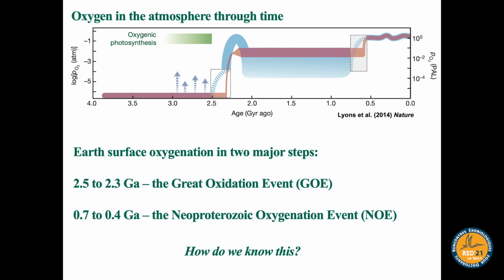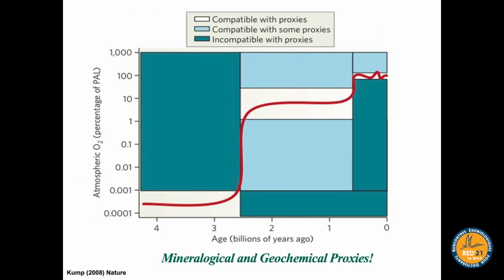We're going to spend the rest of this course examining this curve and trying to understand in better detail how this oxygen accumulated in Earth's atmosphere. We know this primarily by mineralogical and geochemical proxies. These are things that we can measure, chemical compositions, isotope compositions, or the presence or absence of minerals that speaks to the presence of oxygen in the environment and in the atmosphere.